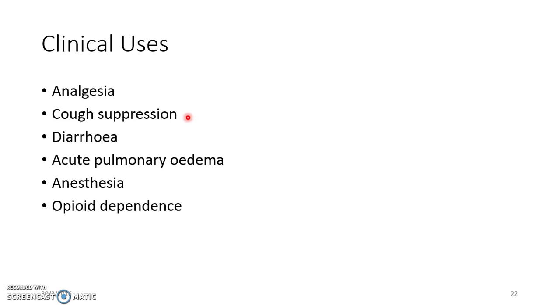Okay, and then it can be used for treatment of diarrhea. So we have, for example, loperamide for treatment of diarrhea. And then it can be used for acute pulmonary edema, APO or APE. When you give morphine parenterally, it may be useful because of its hemodynamic actions, and also because its calming effects can probably contribute to relief of the pulmonary symptoms.